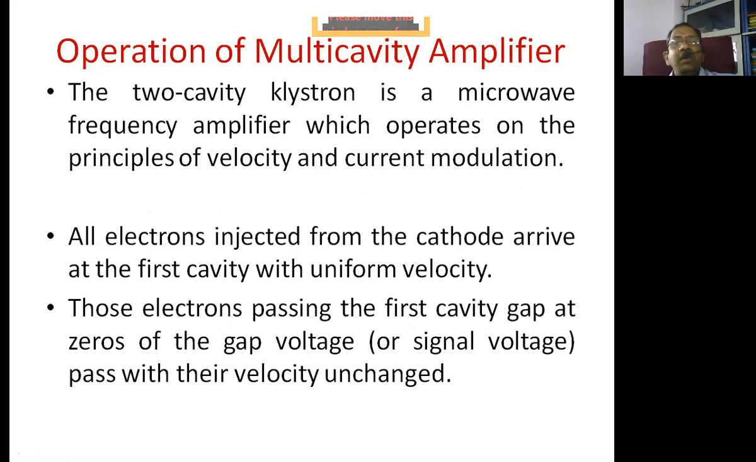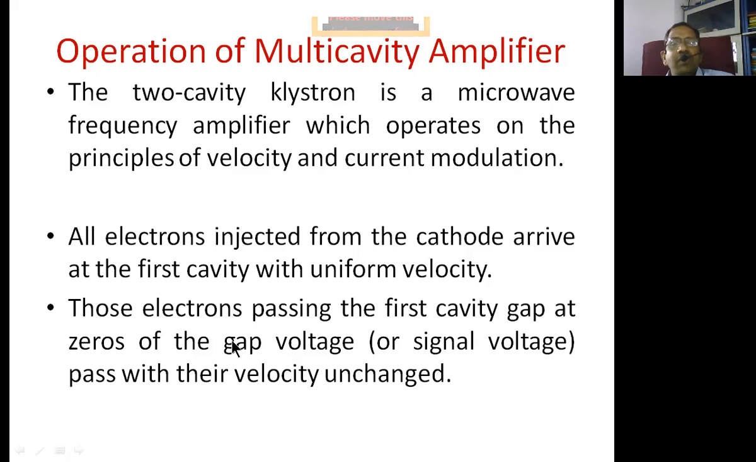The two cavity klystron is a microwave frequency amplifier. What is the meaning of microwave frequency amplifier? This two cavity klystron is going to amplify signals at microwave frequencies, and it operates on the principle of velocity and current modulation. All electrons injected from the cathode arrive at the first cavity with a uniform velocity. Up to the first cavity, the electrons come with a uniform velocity, because there is no modulation in the velocity of the electrons coming from the electron gun.